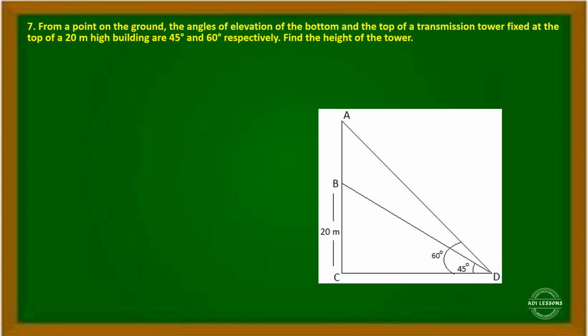From a point on the ground, the angles of elevation of the bottom and the top of a transmission tower fixed at the top of a 20 meter height building are 45 degrees and 60 degrees respectively. Find the height of the tower. Now, this is the picture.